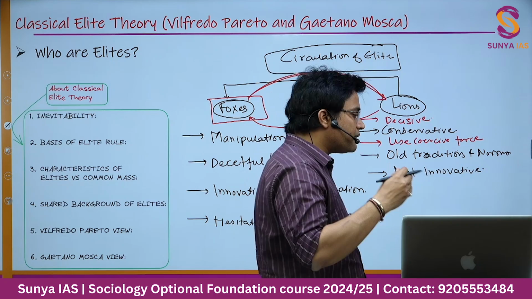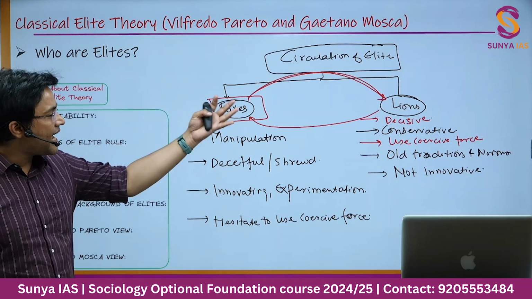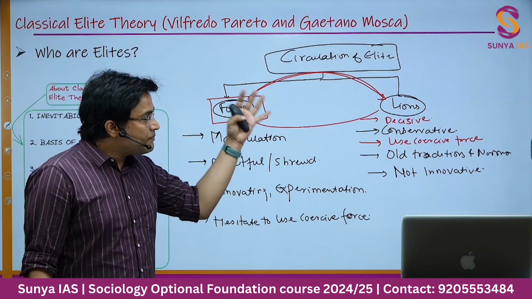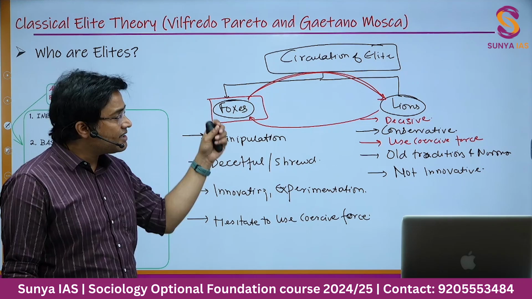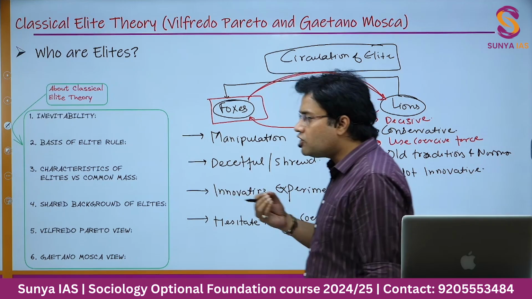So because of instability and corruption, people will ultimately replace them with lions, and lions will take the opportunity and replace the foxes. When the lions come, they will rule using coercive force. Over a period of time, people will get frustrated by the lion rule also. Why? Because they never innovate. There will be social stagnancy, a kind of decadence because of lack of innovation. This opportunity will be seized by the foxes, and ultimately the foxes will again come back to power.